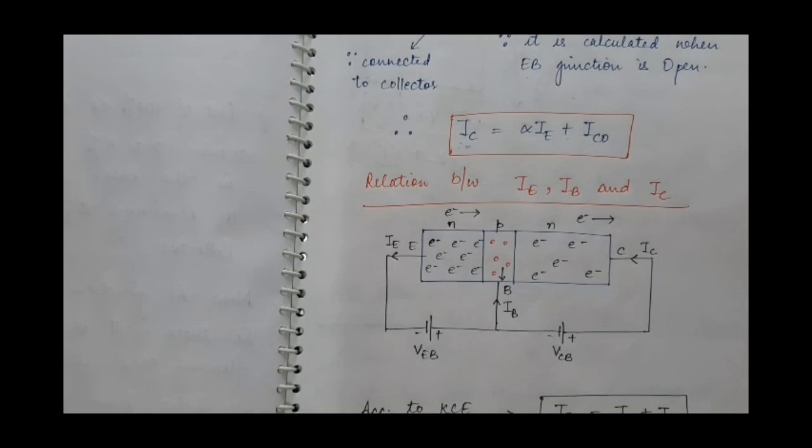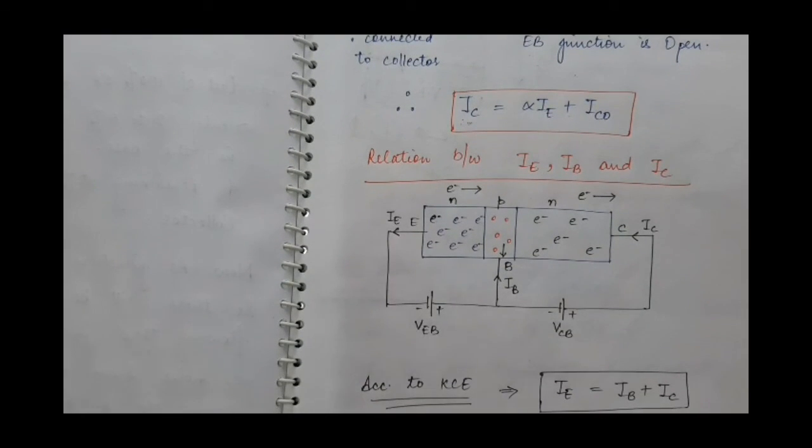Now apply Kirchhoff's current law, which says the sum of currents entering is equal to the sum of currents leaving. Here the currents entering are IB and IC, so IB plus IC is equal to the current which is leaving, that is IE. So the relation between IB, IC, IE is IE equals IB plus IC. So this is all about the action of the NPN transistor.